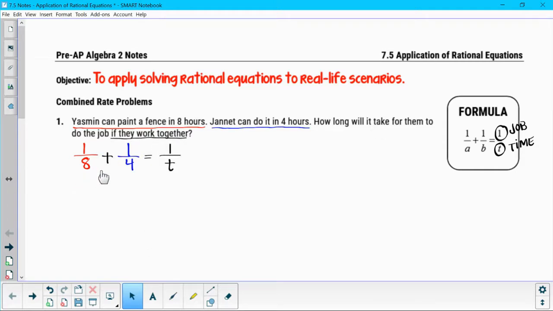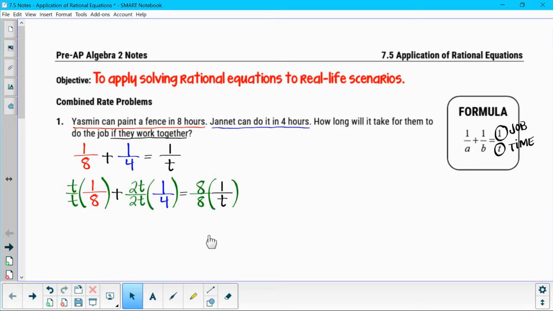So if I take each of their individual rates and I combine them, what is going to be their combined rate? So we are going to approach these problems just like we did our regular solving rational equations problems. I'm going to get a common denominator first. So I'm going to get my common denominator of 8t. So my first fraction needs t in the top and bottom. My second fraction needs 2t in the top and the bottom. And my third fraction needs an 8 in the top and the bottom, which is going to give me t over 8t plus 2t over 8t is equal to 8 over 8t.